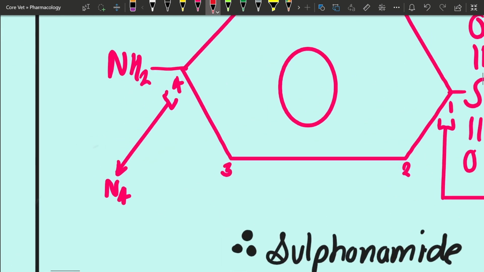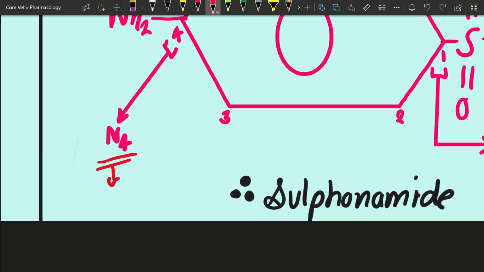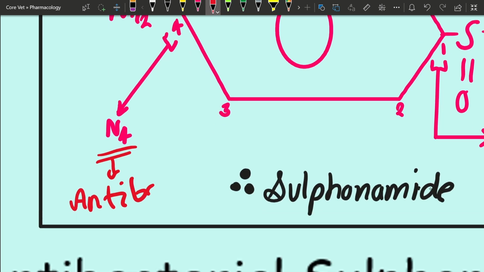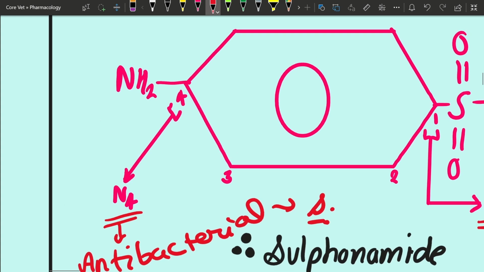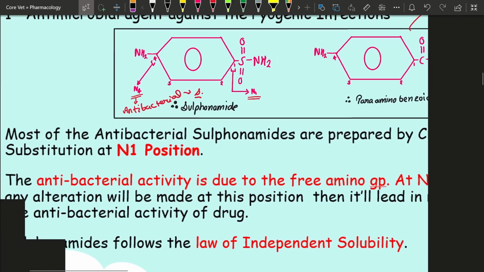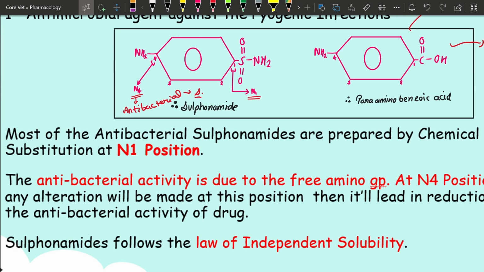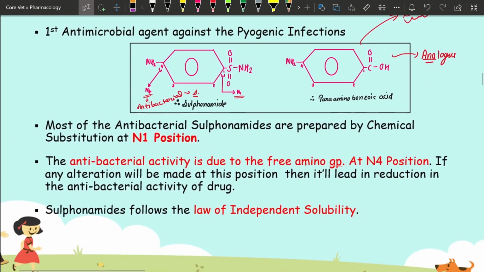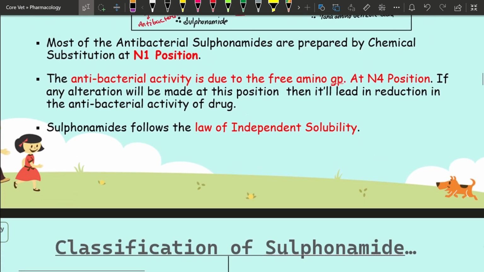And what's the importance of this N4 position? This N4 position is responsible for the antibacterial activity of the sulfonamide class of drug, right? Now if this N4 position is altered, then there will be loss in the antibacterial activity of the sulfonamide. You should remember that any alteration at the N4 position in the structural component of the sulfonamide will lead to loss of antibacterial activity. Okay, I hope this part is clear. The next important point about the sulfonamide is that it follows the law of independent solubility.